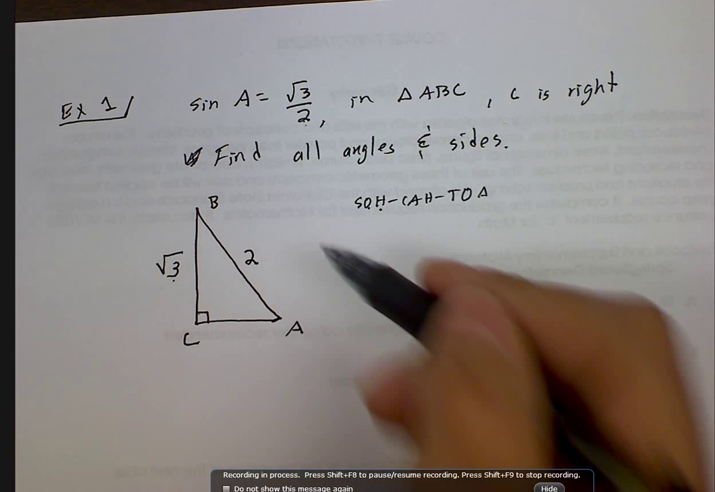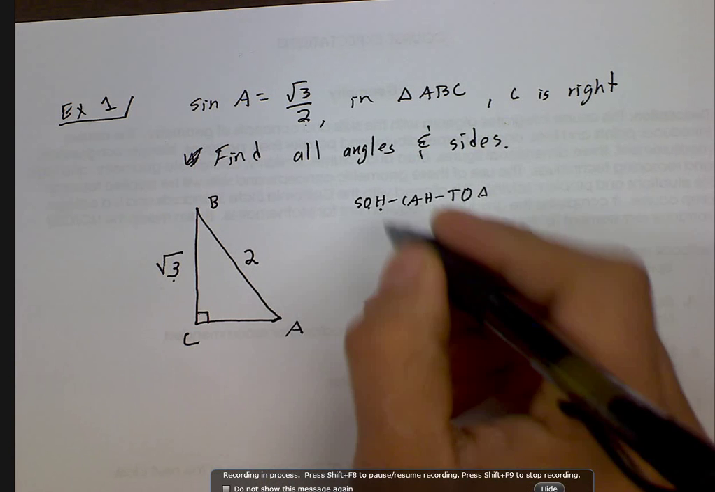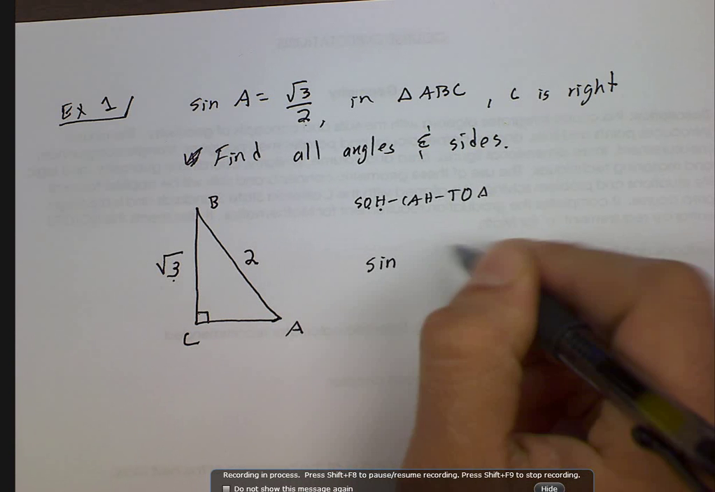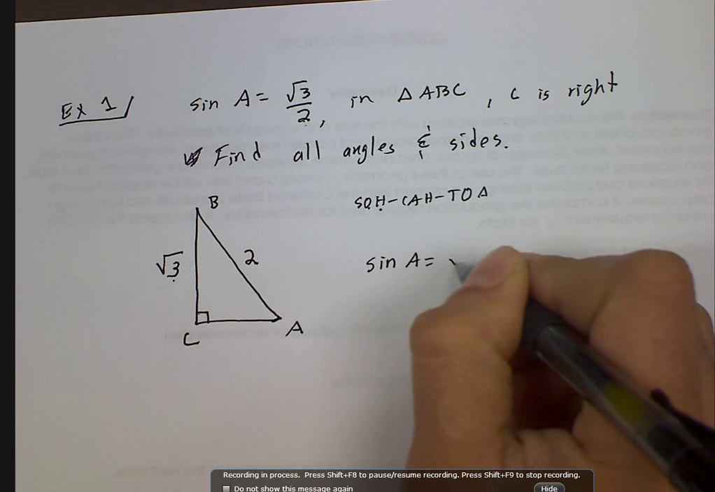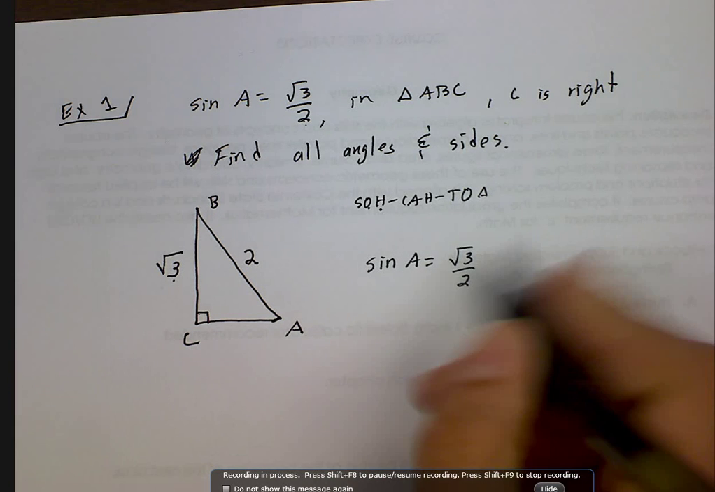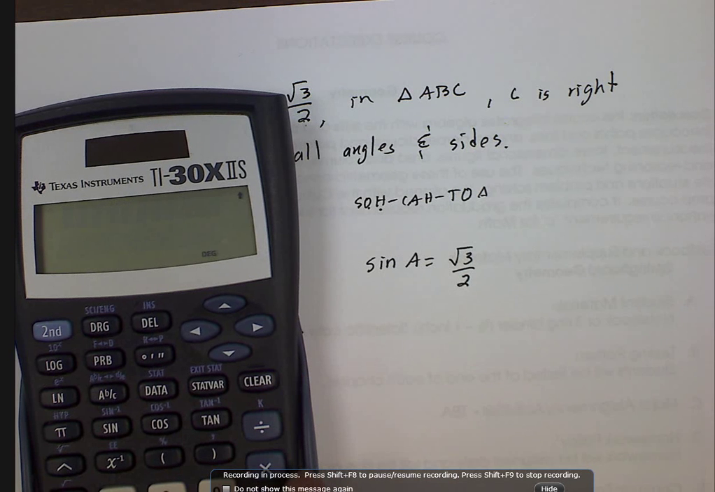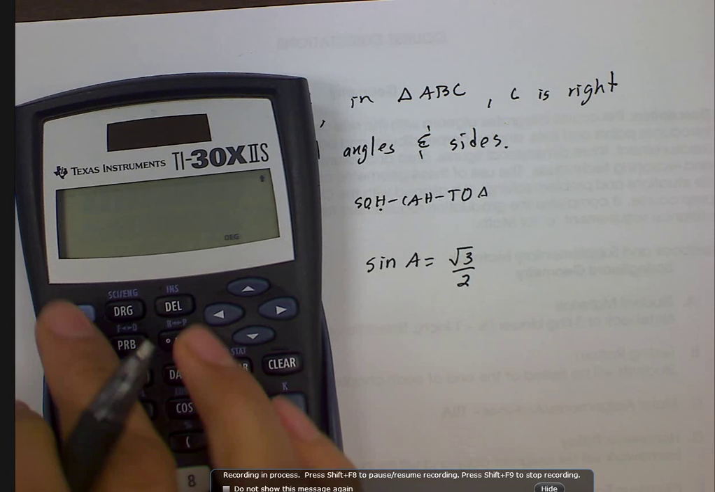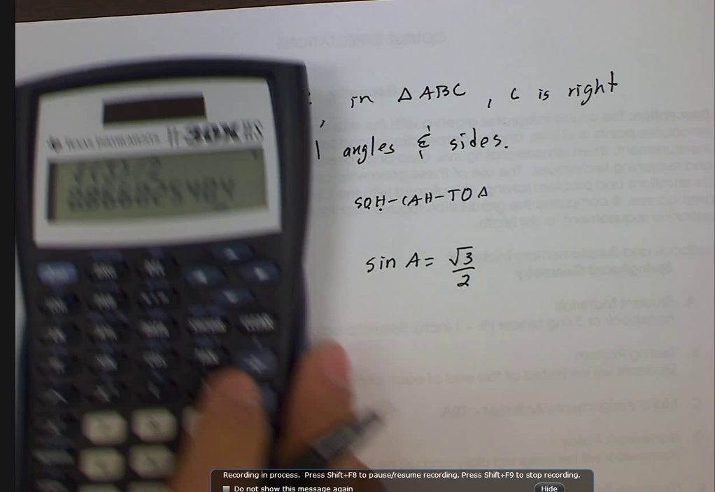So now, if I want to find my angle, angle A, all I have to do is sine of A is equal to root 3 over 2. You may want to change that into decimals if you feel more comfortable doing that. So let's go ahead and do that. So second root 3 over 2, and that gives you 0.866.